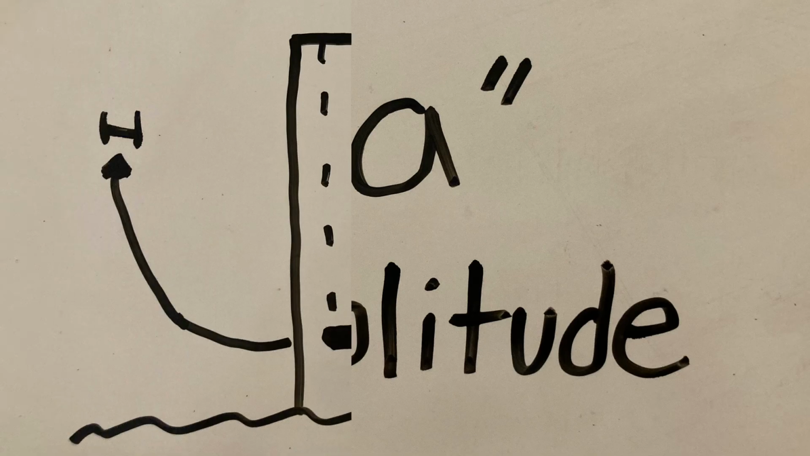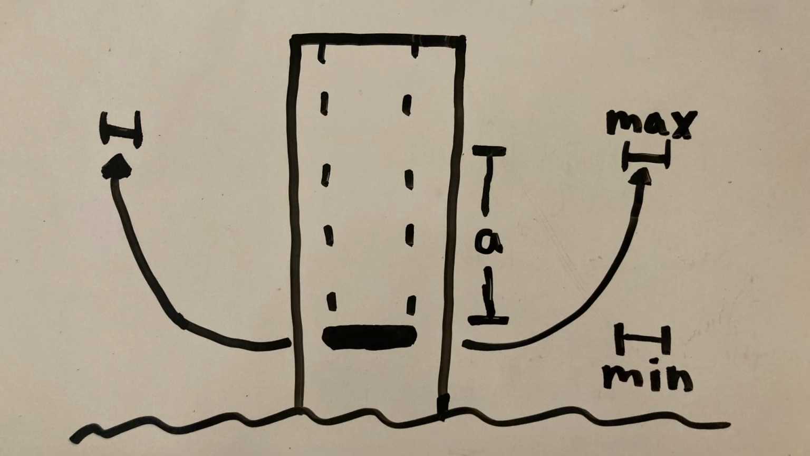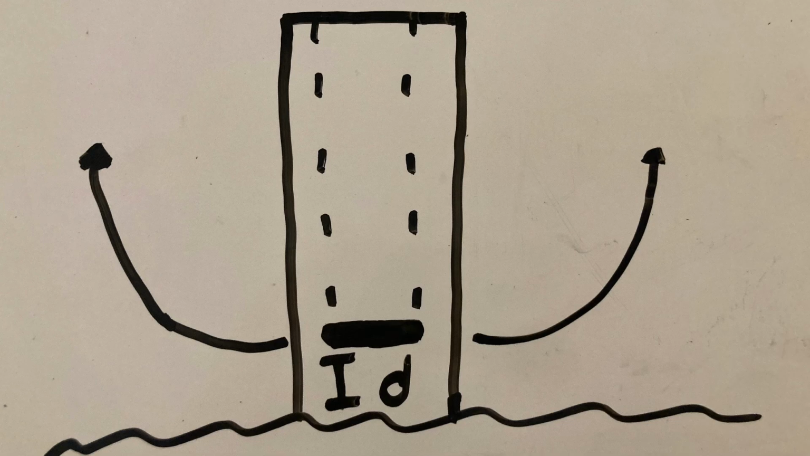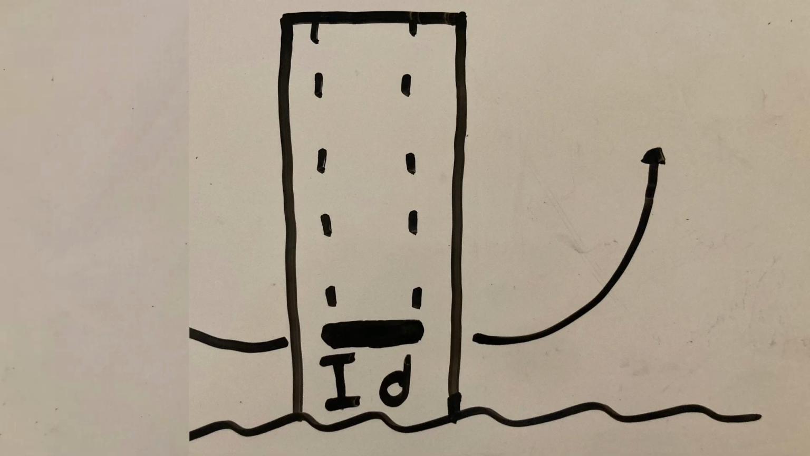A. Amplitude. Amplitude is how far the maximum and minimum are from the horizontal line. In this example, amplitude would be how high the swing swings from the starting height. D. Vertical shift. Vertical shift determines where the horizontal line is. For the swing, it would be how far the swing is off the ground.